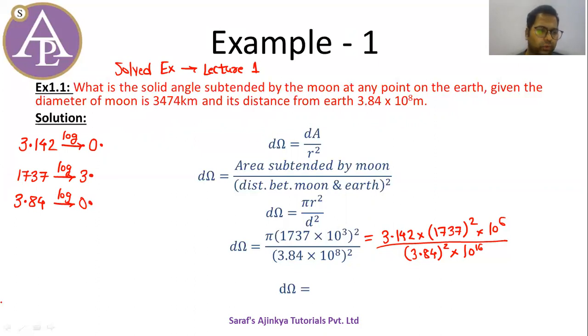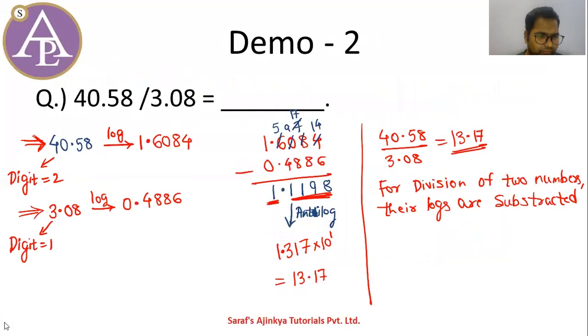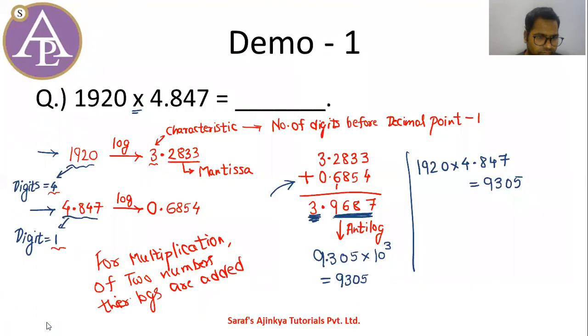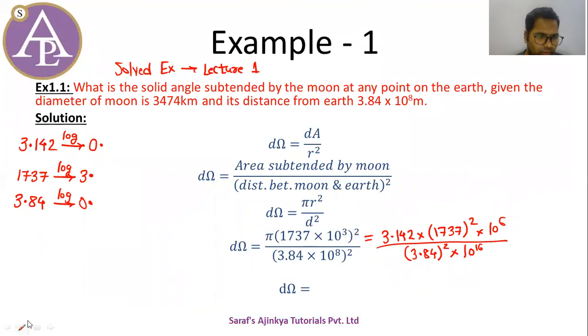Now first is 3142. So I will go to the log table. This is the log table, and I want 31. So 31, correct. 3142: it is 4969 plus 3, so it will be 4972. So this will come out to be 4972.